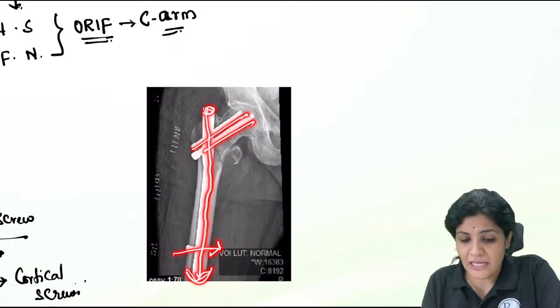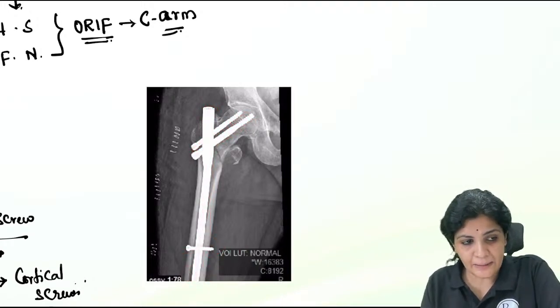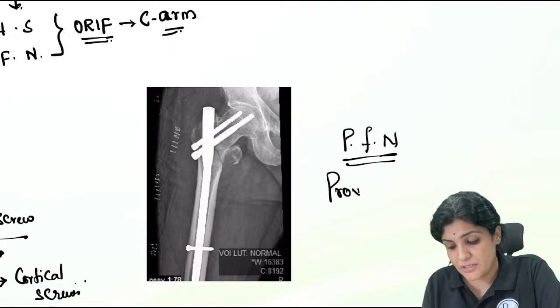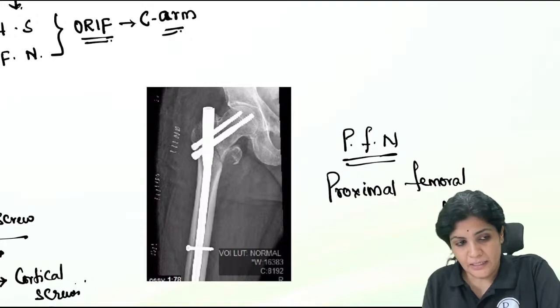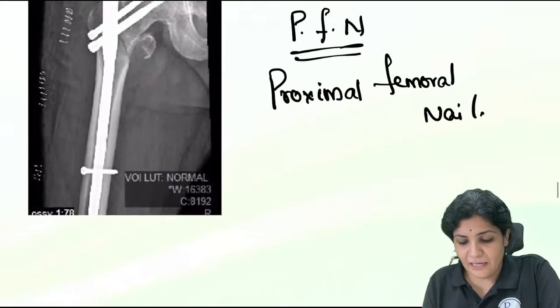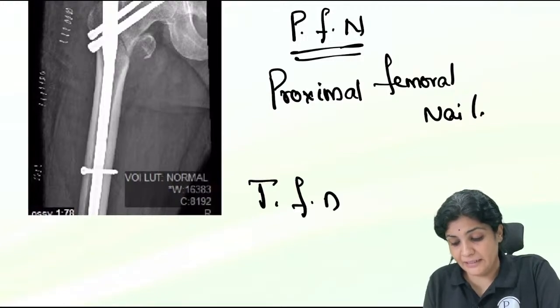in the shaft, and this is called as PFN. This is called the proximal femoral nail. Understood? Yeah. Okay, TFN. So I want to tell Nitin one thing.